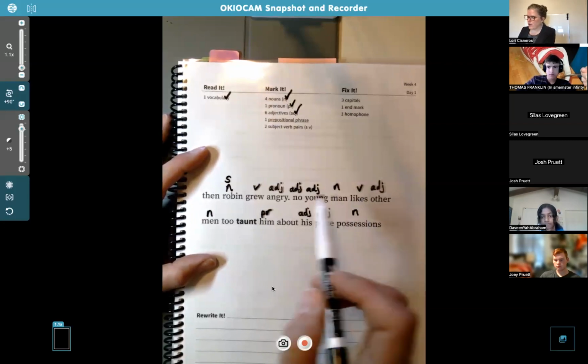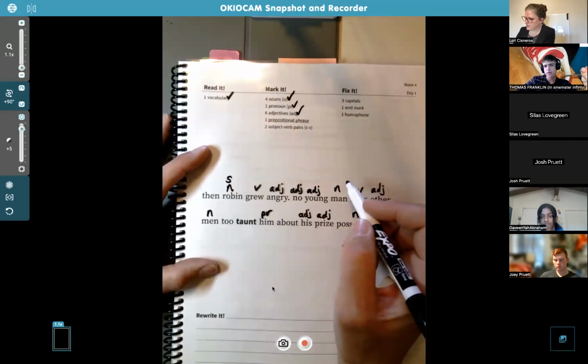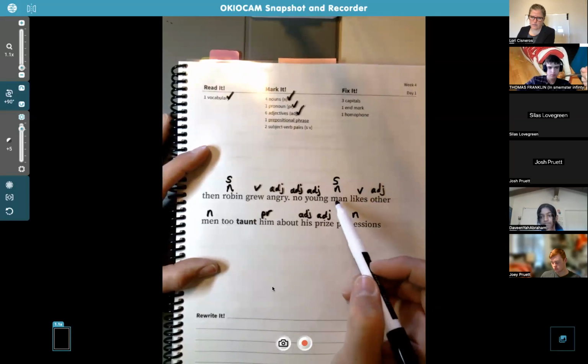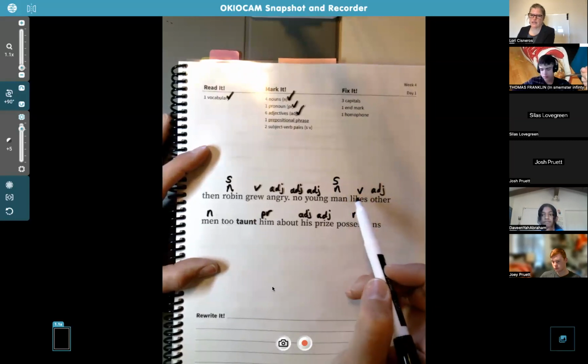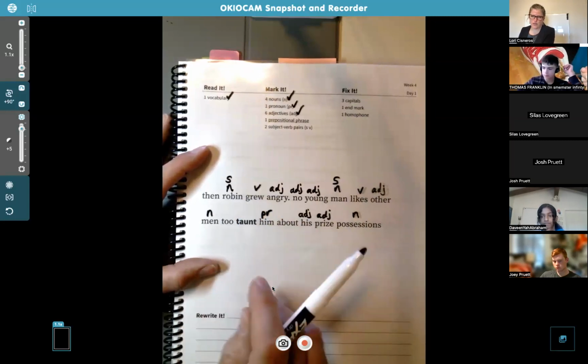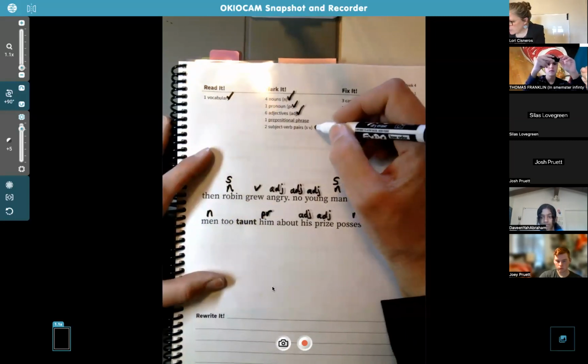Robin, but that's not in this sentence. The man, the young man. So put S above the N for man, that's the subject. So this goes together, man likes. This subject and verb goes together, Robin grew. So that's the subject verb pairs. The best way to find them is to look for the verb first and then ask yourself who is doing that action, and that will tell you the subject of the sentence. All right, so we got those.